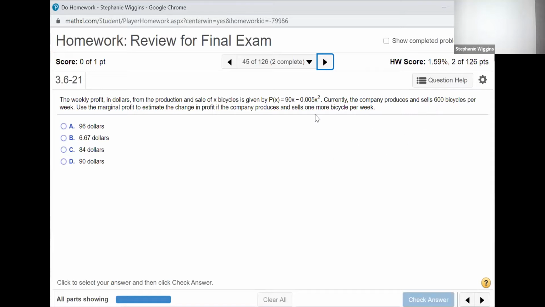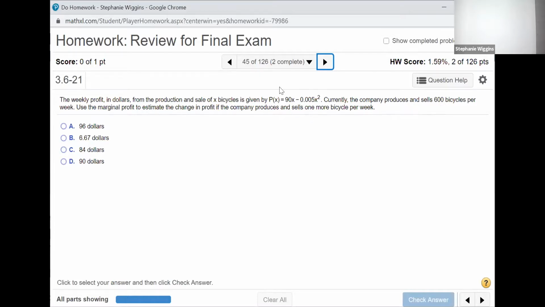You've got one more bicycle per week. Here you have a number for bicycles, 600 bicycles. And then the keyword here, estimate. What is your profit if you sell one more bicycle per week? You're estimating, that keyword there is linearization, and the one more bicycle per week means you're changing your x. You're going from 600 to 601. You see that? One more means you go from 600 to 601. There's a change in x.